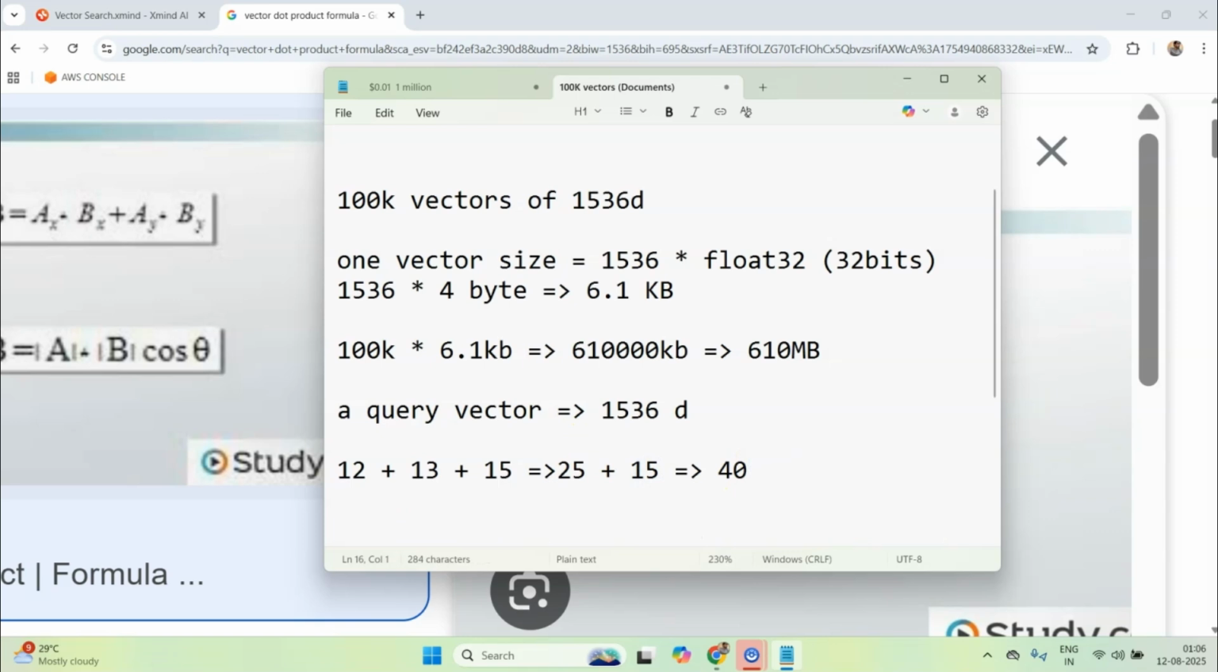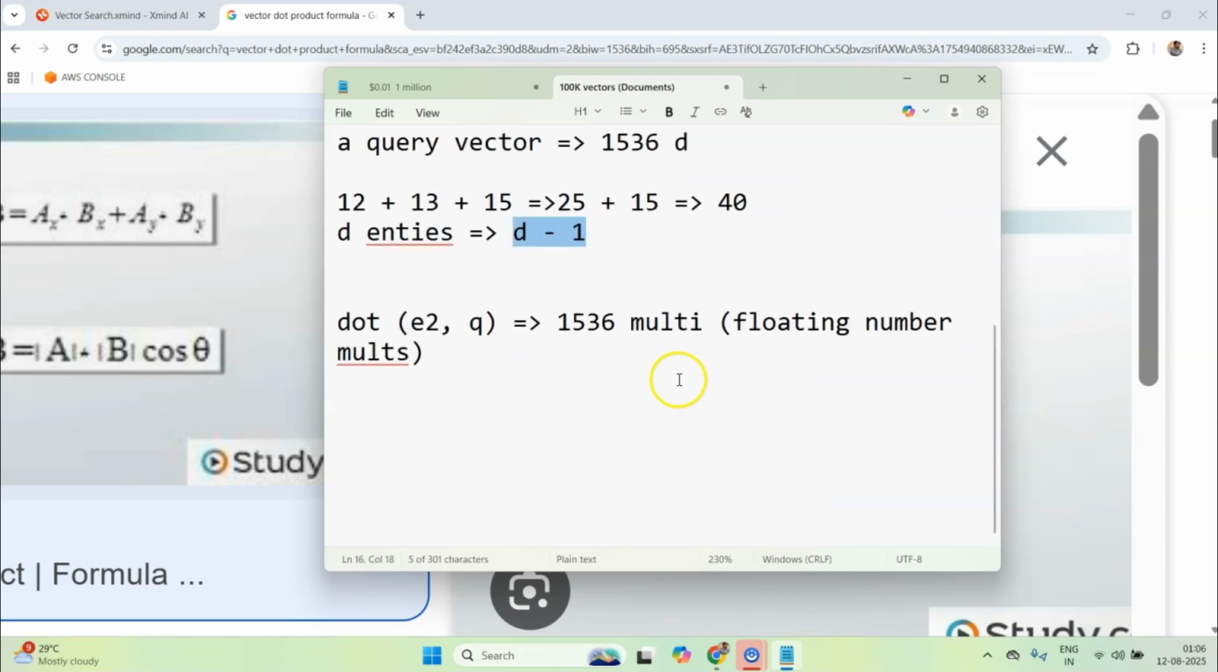Similarly, if I have d entries in a list, I need to do d minus 1 operations to do the addition. So first I have to do an element-wise multiplication, and then I have to do about d additions. And what additions am I talking about? Again, floating point number additions.